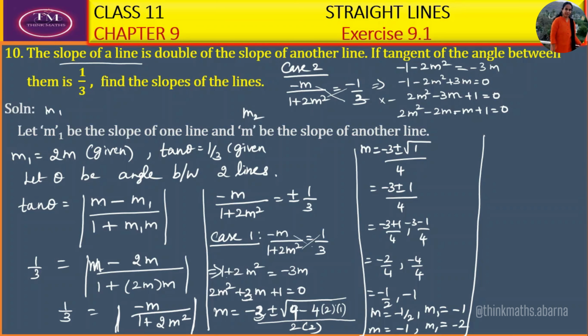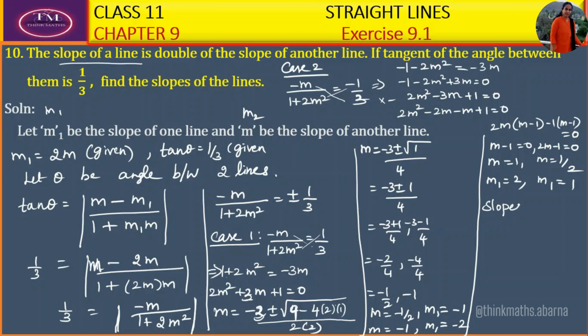So as the product is 2 and the addition is minus 3, we can use this. So if we take 2m outside, it's m minus 1. And if we take minus 1 outside, it's m minus 1 equal to 0. So m minus 1 is equal to 0 and 2m minus 1 is equal to 0. That means m is equal to 1 and m is equal to 1 by 2. So if m is 1, m1 will be 2. If m is equal to 1 by 2, m1 will be 1. Okay. So we can get so many slopes.